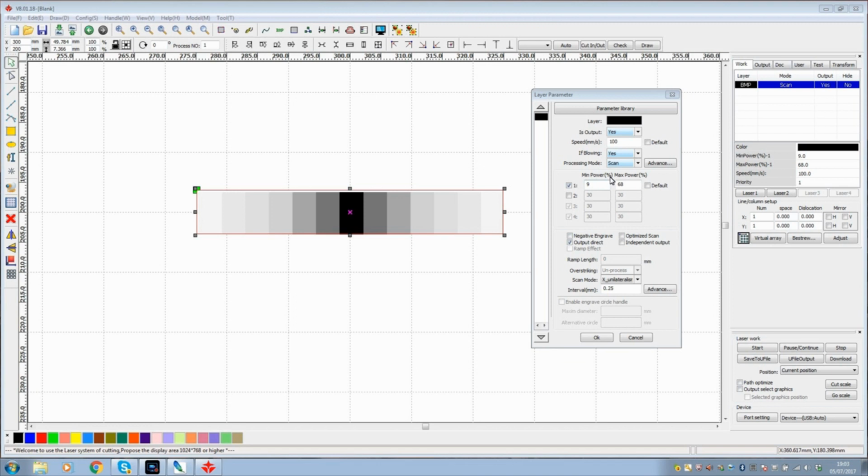Okay, so here's where we've got to make a few decisions. Perhaps we ought to be going quite fast to start with, maybe 200. If blowing, we're on a machine where it doesn't really matter, but we shall say yes.